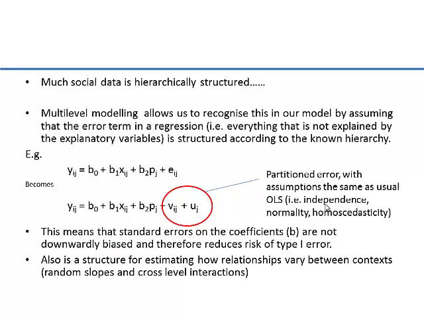But it's also a flexible structure for estimating how the relationships or the coefficients vary between contexts. Just to give an example, in education it's quite common to observe gender differences within different subjects. On average, females tend to do better in English, males tend to do better in maths, and that's on average. And the question might be, well, does that gender gap vary much between schools? Multi-level models will allow you to estimate the extent to which that gender gap varies between schools. We might also add in an interaction called a cross-level interaction that might tell us what the different contextual factors are that affect how the gender gap varies between schools.